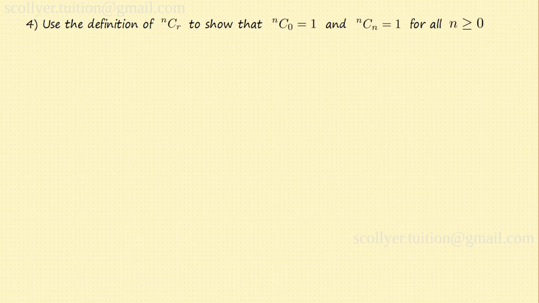Problem 4. Use the definition of n choose r to show that n choose 0 equals 1 and n choose n equals 1 for all n greater than or equal to 0. Now, the definition, or at least the formula for n choose r, is n factorial over r factorial times n minus r factorial.